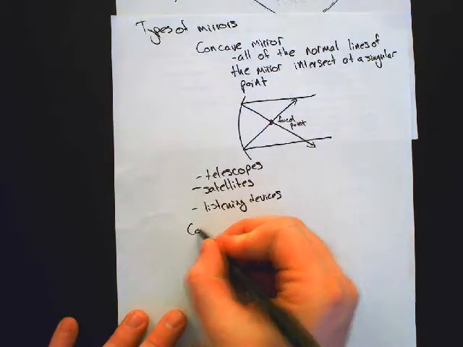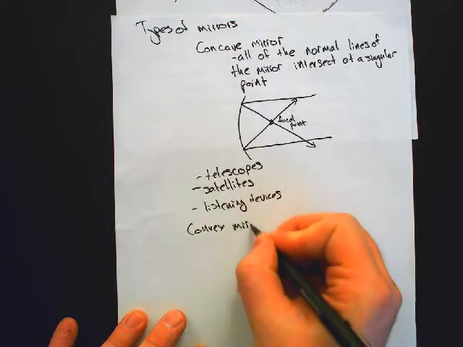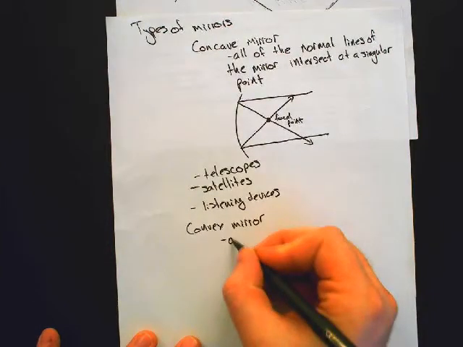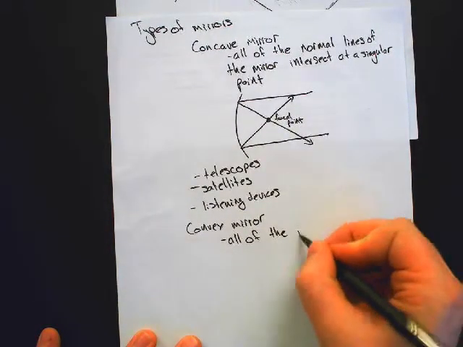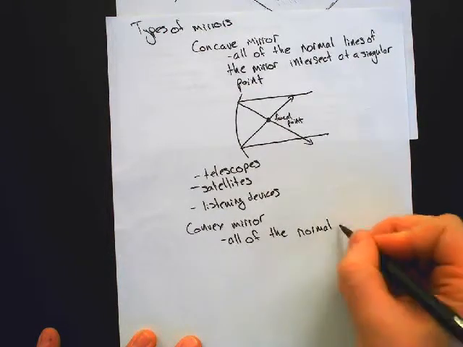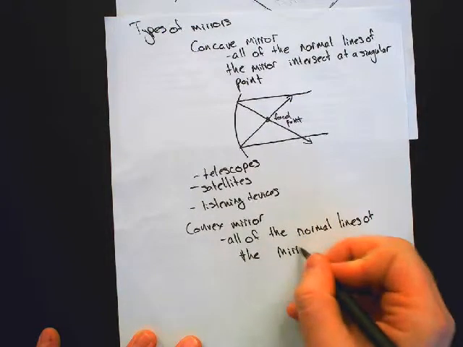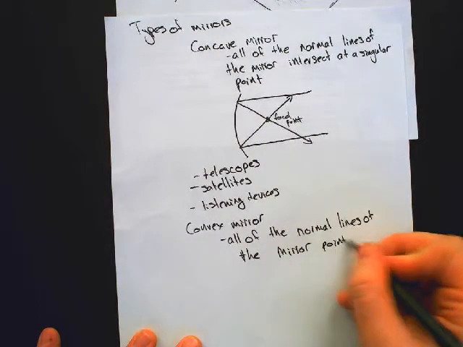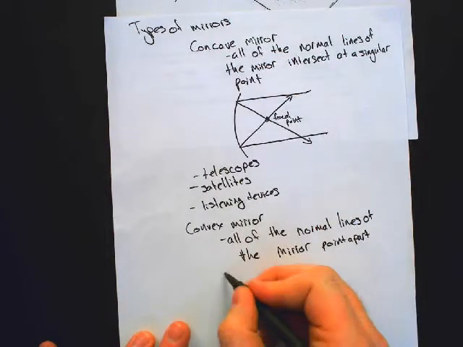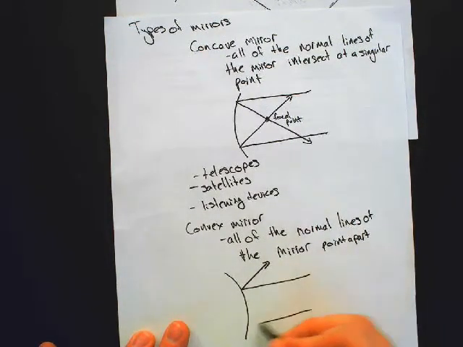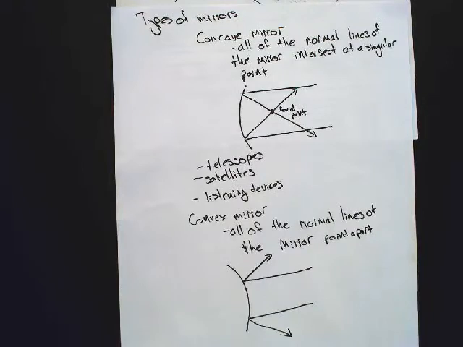Next one is a convex mirror, which is the exact opposite. All of the normal lines are splayed apart from each other. All of the normal lines of the mirror point apart. So if I shape this, still following the law of reflection, but now the light spreads out. Then we get something like this.